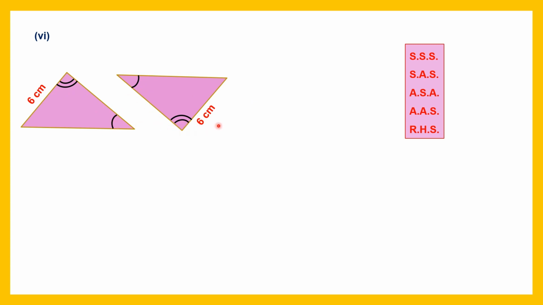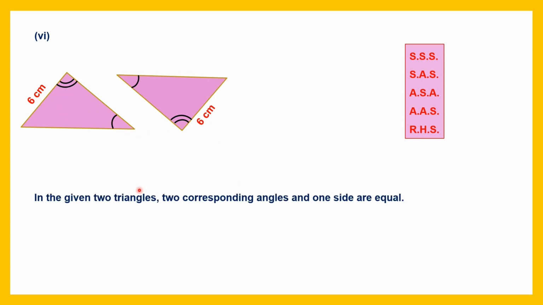Now let's look at the side. Here it is 6 centimeter and here it is 6 centimeter. That means the angles and the side, the corresponding ones are equal. So in the given two triangles, two corresponding angles and one side are equal. Therefore, the given triangles are congruent by the angle, angle, side condition.